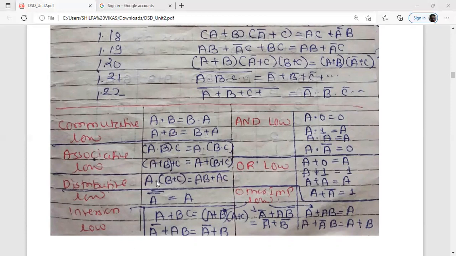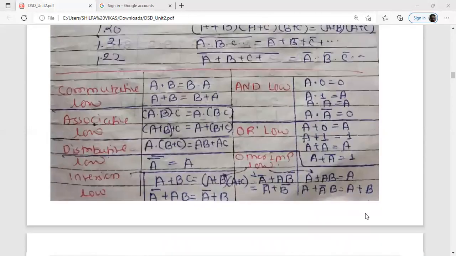Then the associative law and distributive law. Then the inversion law: a double inversion of A equals A. All other important laws: A plus BC is equal to (A plus B) in the bracket (A plus C). A bar plus AB is equal to A bar plus B, because A plus A bar we can reduce. Also A plus AB is equal to A, and A plus A bar B is equal to A plus B. So these are the important algebraic laws.